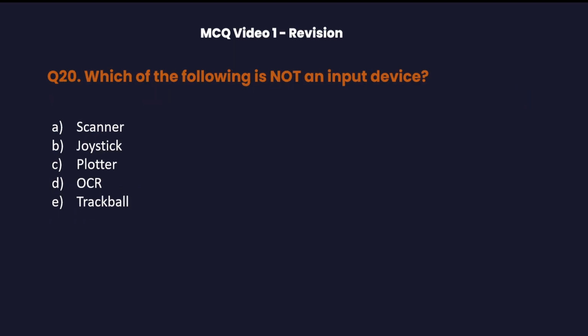Question number 20. Which of the following is not an input device? The right answer is option number C. Plotter is an output device. It is similar to printer and used for high precision drawings or engineering drawings.